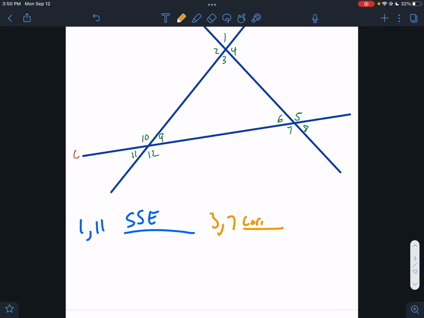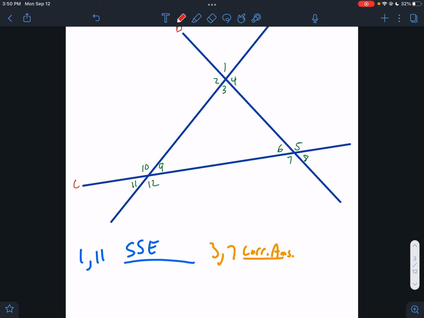That's going to be corresponding angles. All right, 3 and 7 are corresponding. Okay, let's keep it going. I love it. Let's do angle 2 and 9.